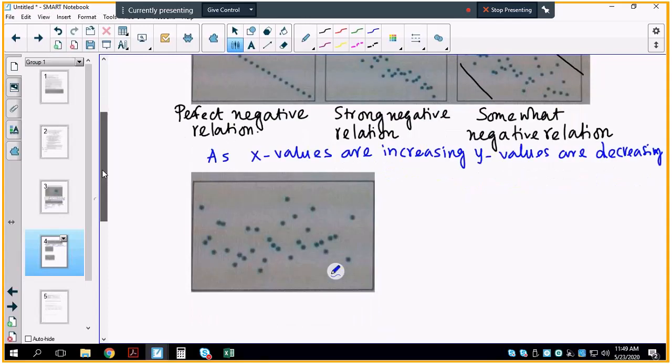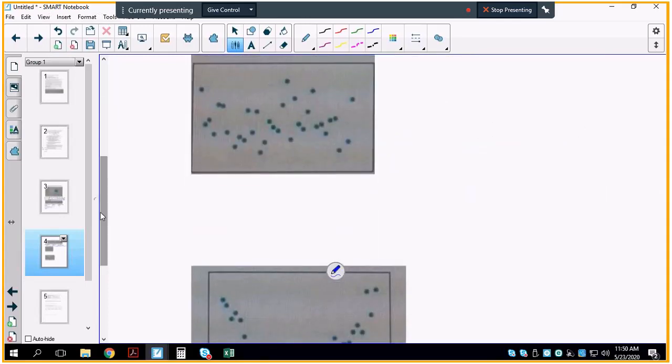Let's carry on. Our next graph is showing us no apparent pattern. It's not quite rising up, not quite falling down. So I get to say that this one is no apparent relationship, which means the correlation coefficient is near 0.